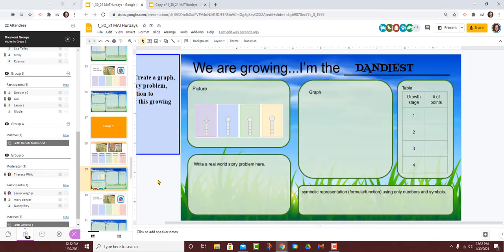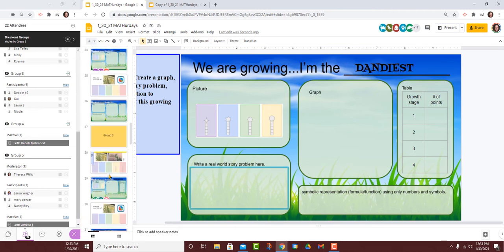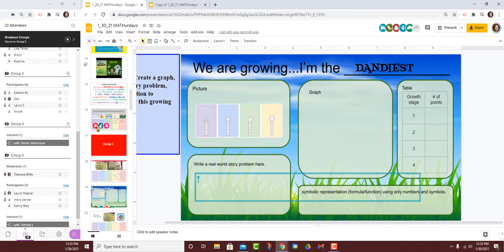Create a graph, table, story problem, and equation to represent this growing pattern. Okay, write a real-world story problem here. Oh, so like what this would look like in the real world? Right. Okay, I'll take that on. And folks, if you want some support with a graph, there's a great manipulative up on slide 16. It lets you graph, but you might need the table first, so you might think about that in your group.